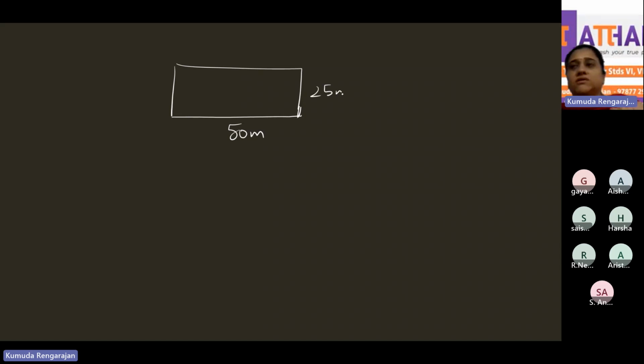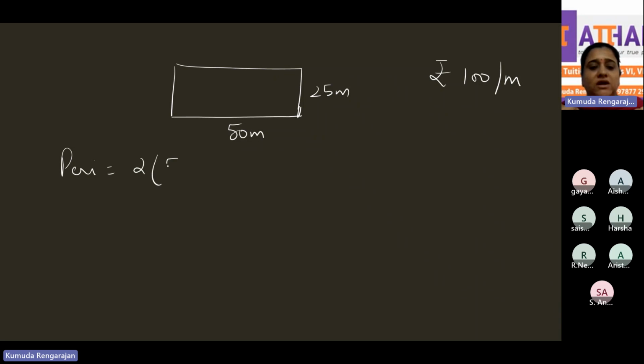Okay, let me make it more clear. Supposing the dimensions are 50 meters and 25 meters. Let us find the cost of fencing at the rate of rupees 100 per meter. What's the perimeter of this plot? 2 into L plus B. 2 into 50 plus 25. So 2 into 75, which is 150 meters.